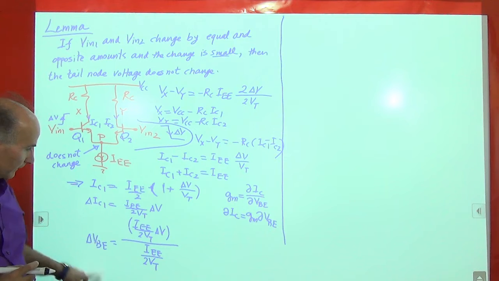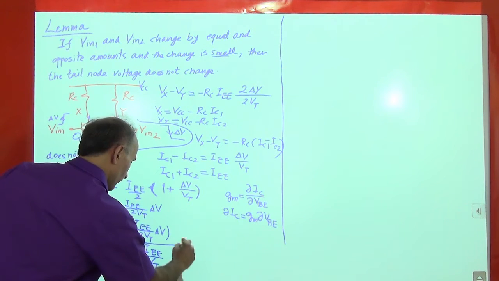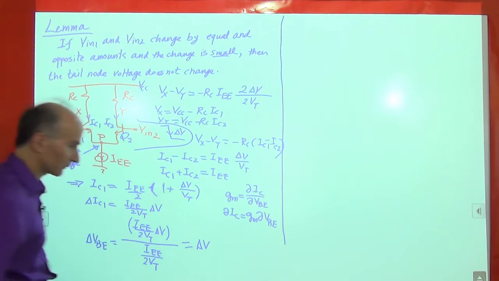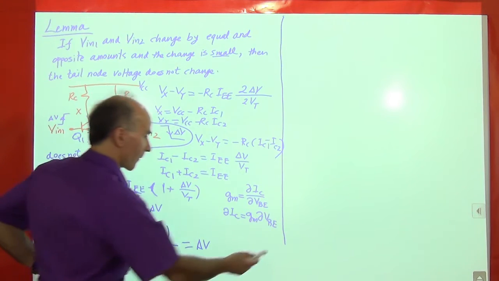Okay, so what happens here? Look at all of this and you see that, well, the base emitter voltage change is just equal to delta V. Okay, so that's a little interesting, a little strange, but let's understand what this means.